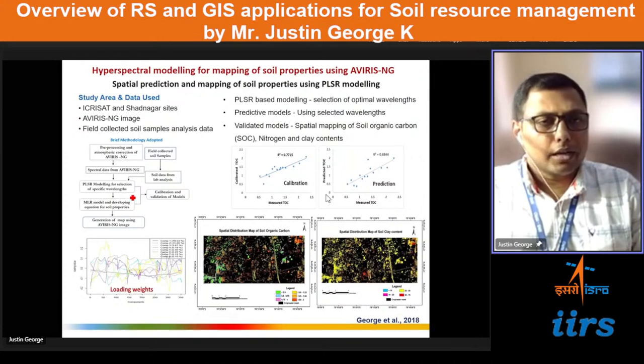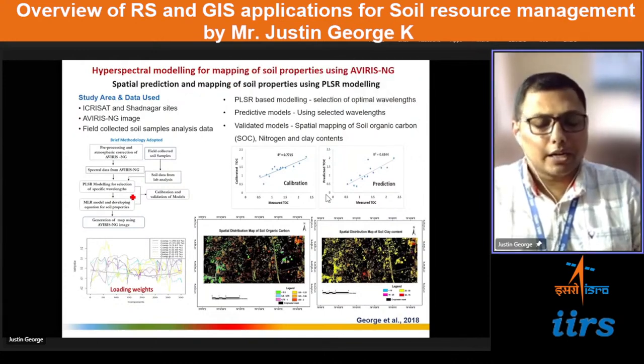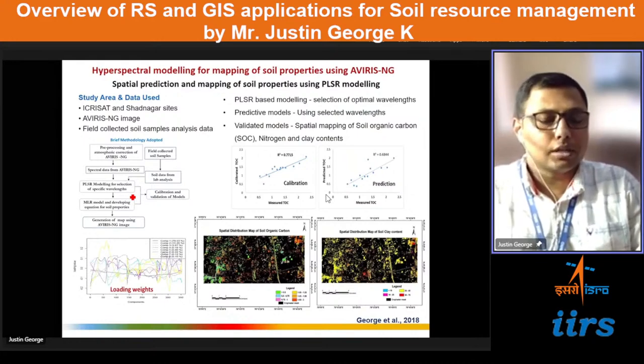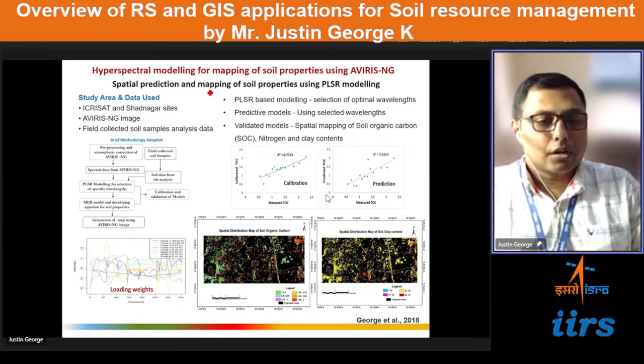Similarly, hyperspectral modeling was also attempted for mapping of soil properties. It's also widely used, using an airborne sensor, the IIRS NG. The spatial prediction and mapping of soil properties was undertaken mainly using a chemometric technique known as partial least square regression modeling. So these are the study area details as well as the methodology adopted.